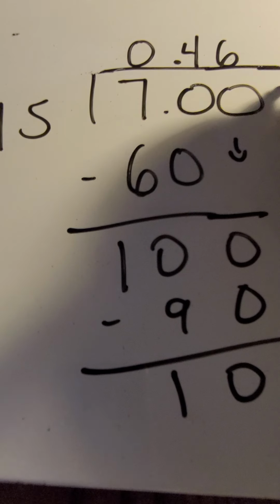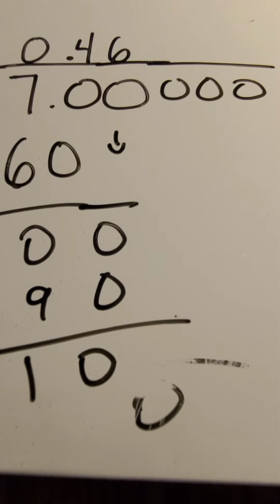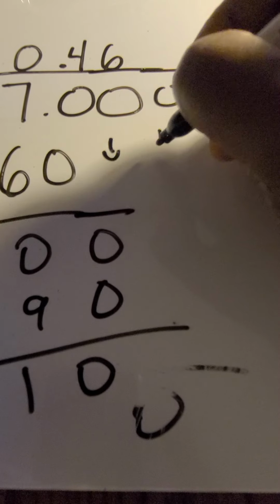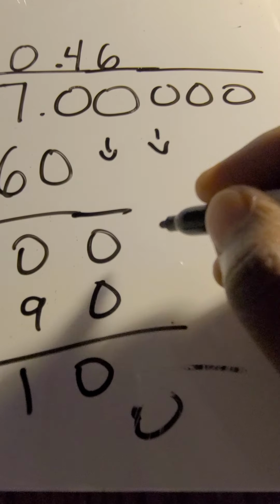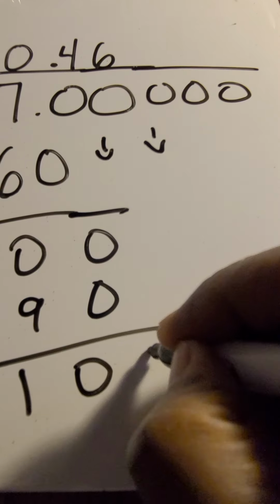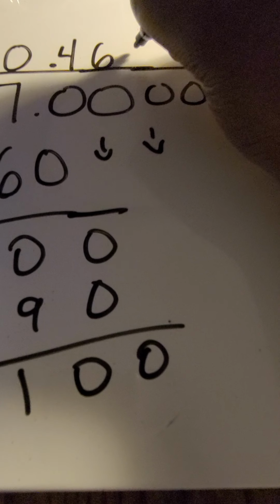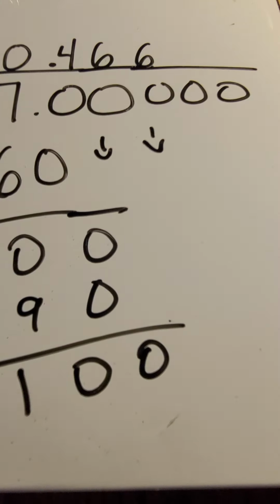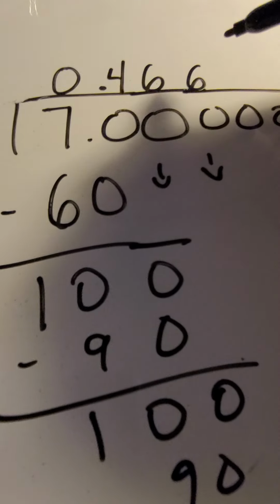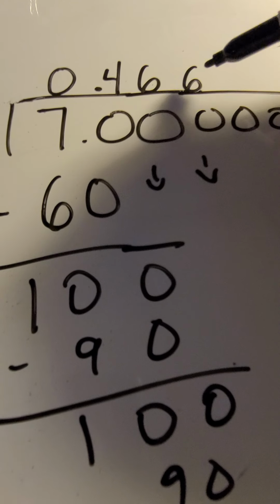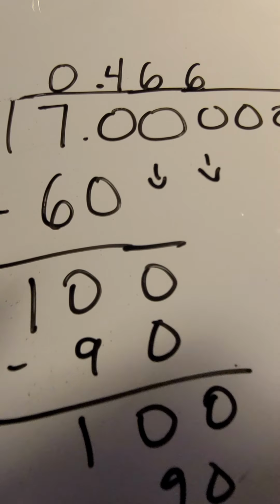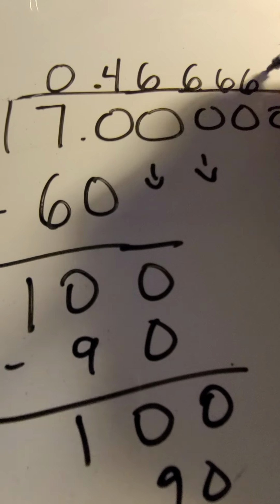Now we can always add more zeros because they have no value to help us extend the decimal. Bring another 0 down. 100 again. So I can see right now that we're going to have a repeating number of 6 followed behind this 4. It's going to keep being 6.